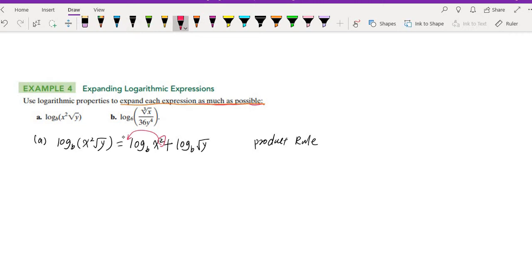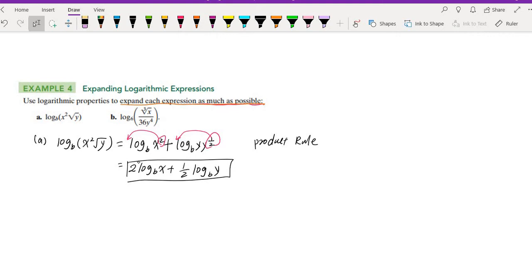And then we also have to rewrite this square root of y to something, right? So I can rewrite this piece as what? Actually, we did it early. We can rewrite the piece as the 1/2 power, which means we can bring this to the front as well by using the power rule. So now I can rewrite this as 2 log base b x plus 1/2 log base b, we forgot to write y, y right there. So you check again if we can simplify anything else. In this case, no, so that is my answer.